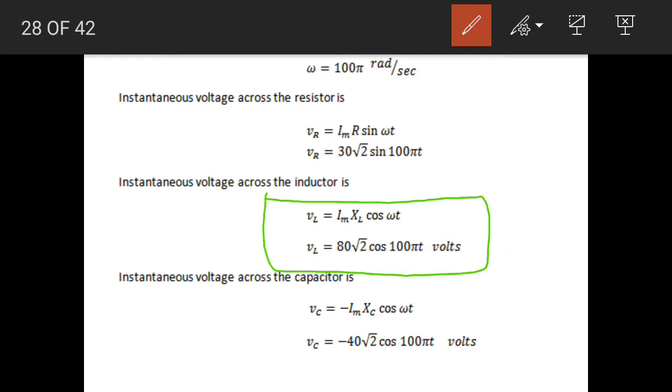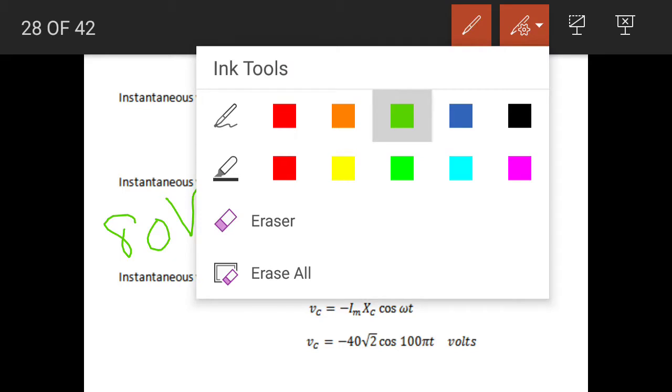We calculate the voltage across the inductor with the help of this particular equation. If we put the values on the right hand side, we get 80 under root 2 cos of 100 pi t. The maximum value of this voltage is 80 under root 2. If we divide this maximum value by under root 2, we get 80 volt, which is the RMS value of the voltage across the inductor.